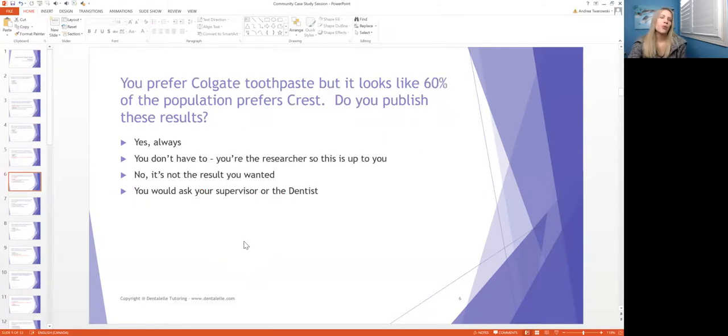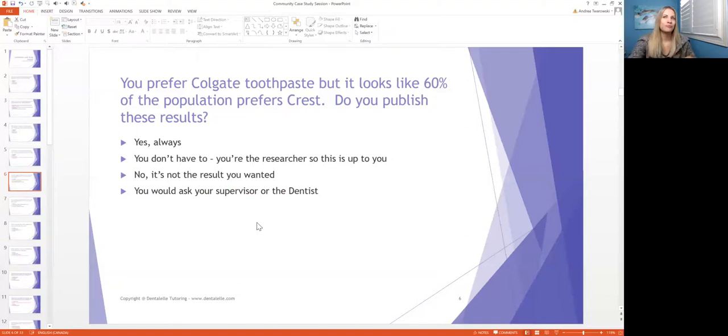Okay, well, we will go through one more. You prefer Colgate toothpaste, but it looks like 60% of the population prefers Crest. Do you publish this? So the question's asking, you aren't happy that the study shows that the majority prefers Crest, but you prefer Colgate. So you don't really want to publish those results because people value your opinion. You're thinking, well, now people will likely choose Crest, but that's not the toothpaste that you prefer. So do you publish this or not?